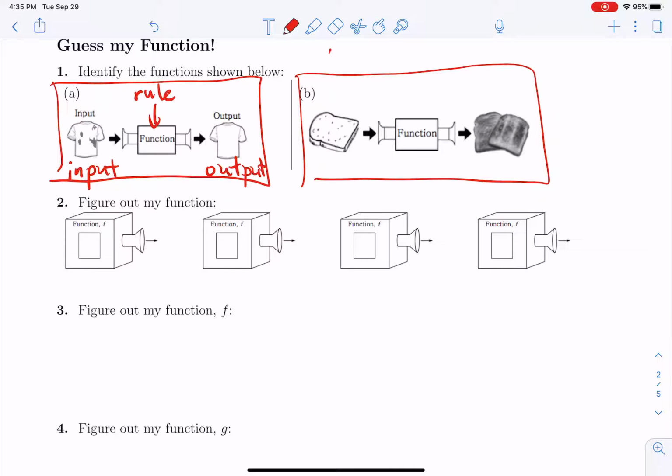Our rule in this first drawing, well, what is our input? We have a dirty shirt, some rule or something happens to it, and we're given an output. The rule here would be it's getting washed. I'm washing my shirt, or it's going through a washing machine. What do you think the rule is here? I'm not going to tell you.